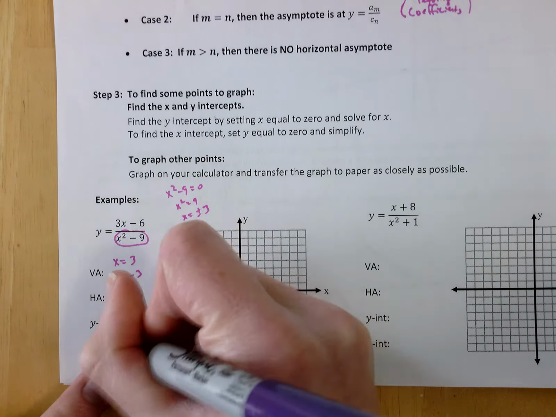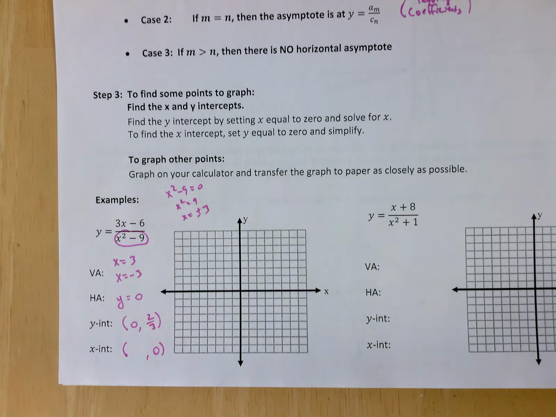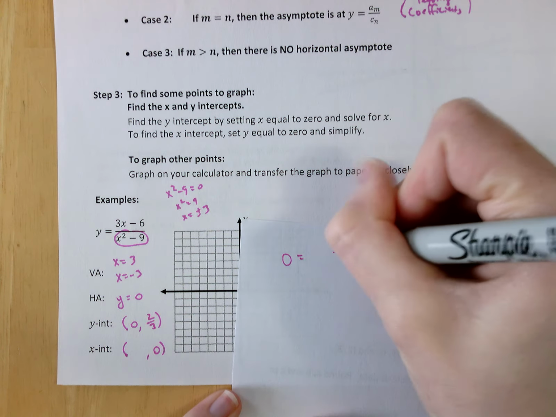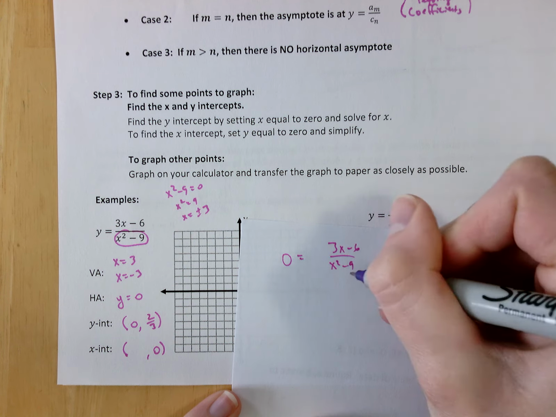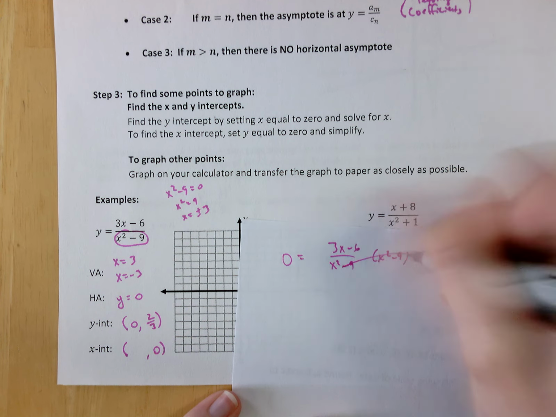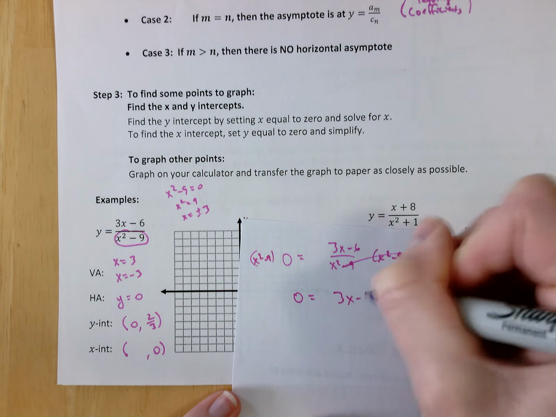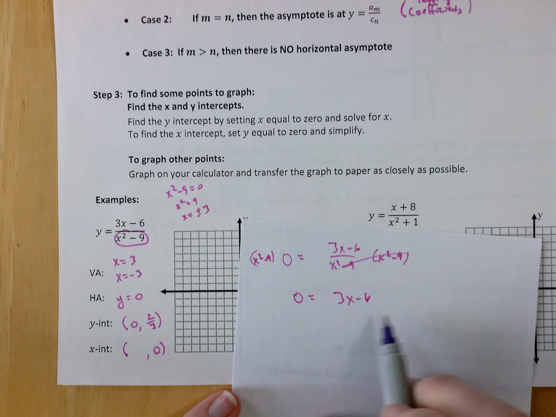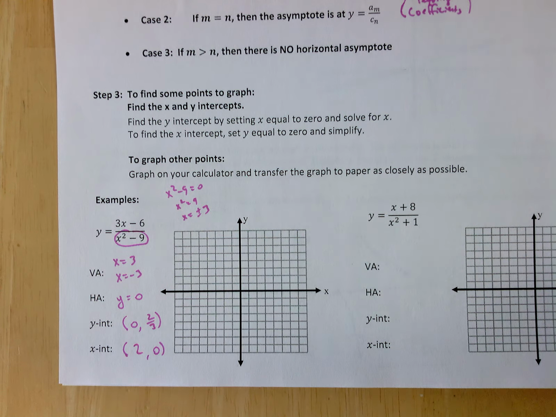Okay, and then for an x-intercept, that always has a y-coordinate of 0. So if y equals 0, remember how we solved these the other day, right? You'd multiply both sides by the x squared minus 9. It would cancel over here, and this would just multiply to 0. And then this is a little baby equation to solve. Add 6, divide by 3, we're going to get 2. So that would be the point (2, 0).